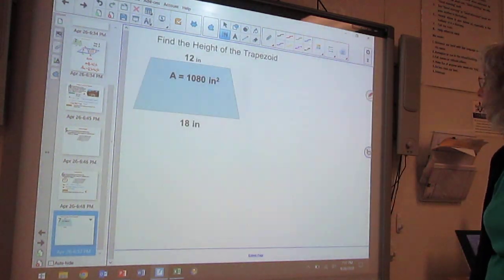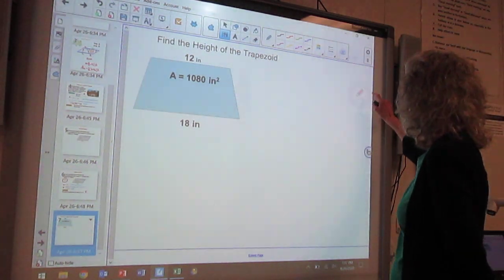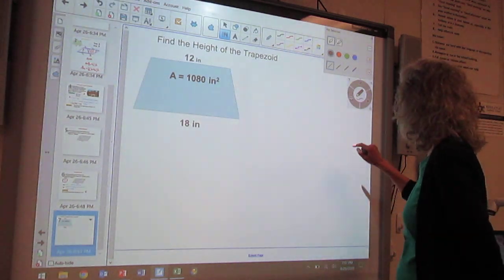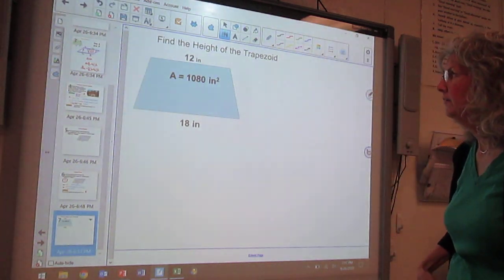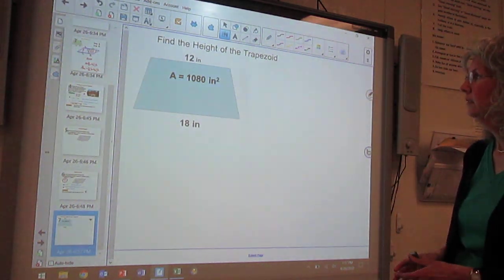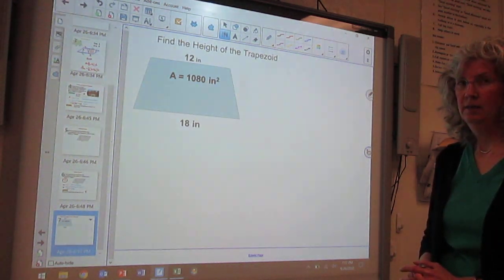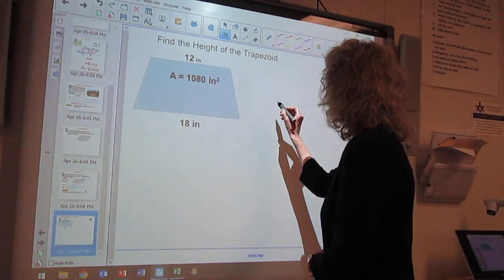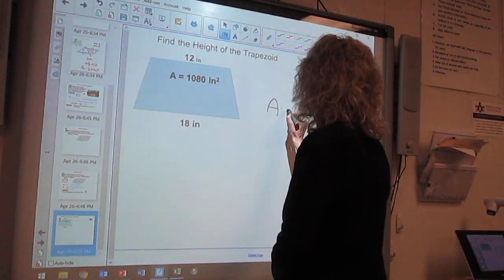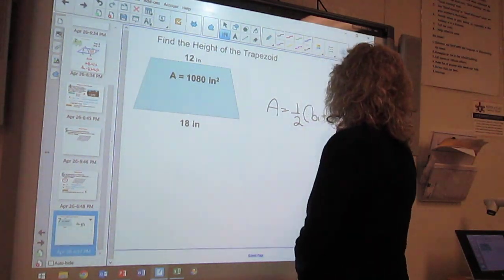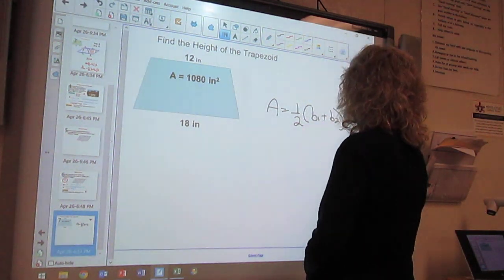Now let's look at this one. This one's a little different. And what is different about this one? Well, we're given the area and the bases, and we're asked to find the height. So what are we going to do? Well, we're going to start with our formula. Area equals 1/2 B1 plus B2 times H.